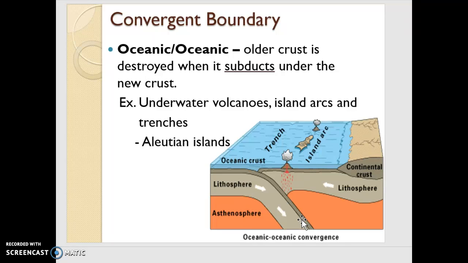And then when it comes back up on the seafloor spreading side, then it turns into new rock. Okay, so this is a type of convergent boundary, oceanic, oceanic. One subducts underneath the other one. So when you draw your picture, you're just going to have one go down and one point towards it. Some examples of the landforms it makes is underwater volcanoes, island arcs, and trenches, and a real-world example is the Aleutian Islands.